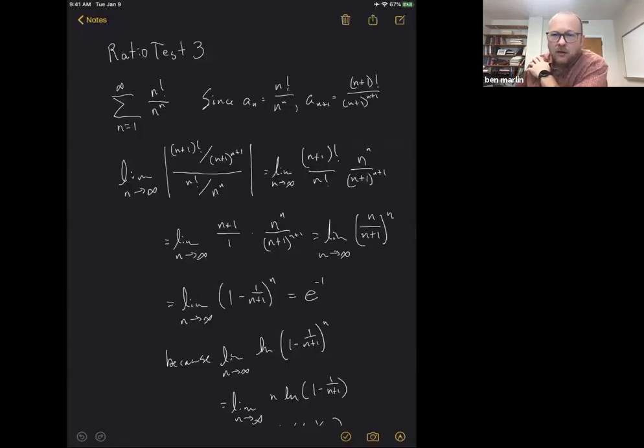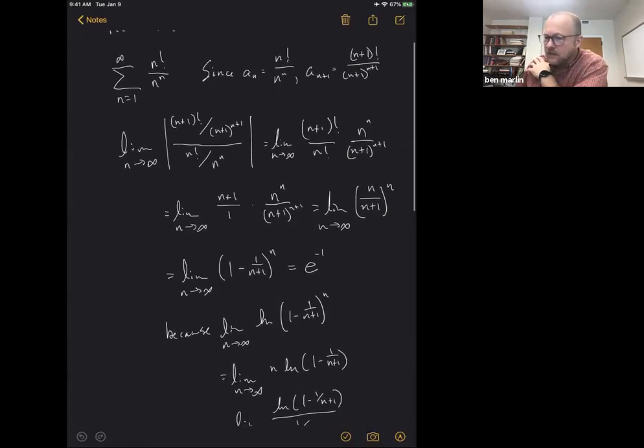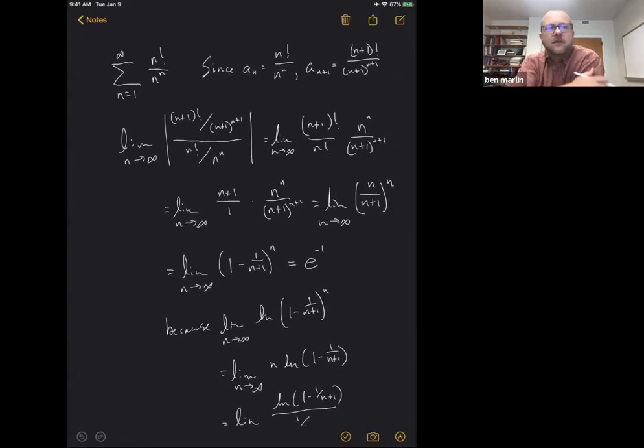But let's look at one more example here, and I have to get the right example because I've got too much stuff saved on my iPad already. So one more example here, and I always try to save a tough one for the end, okay? So this one has n factorial divided by n to the n.